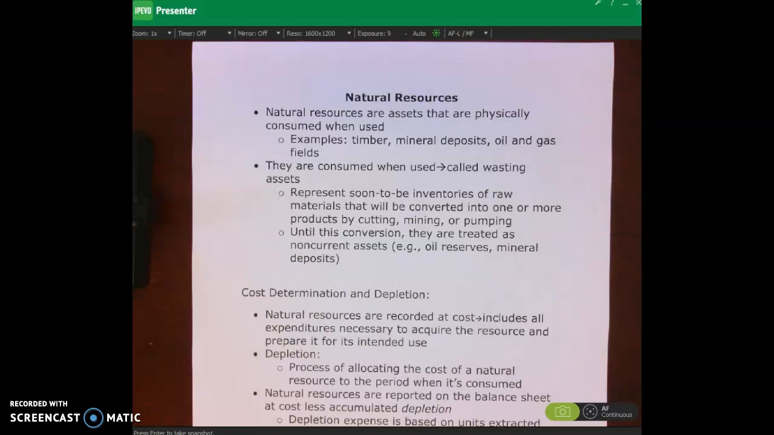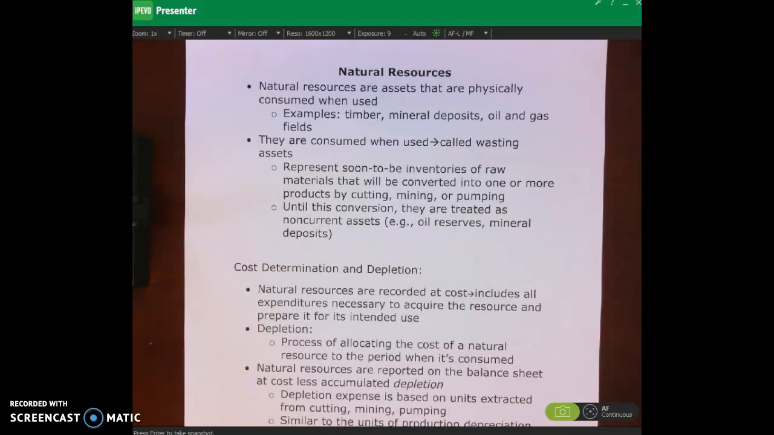So just like our other plant assets, natural resources are recorded at cost, and so that includes all of our expenditures necessary to purchase the resource, so purchase the mineral deposit or the oil and gas fields, and then prepare it for its intended use.